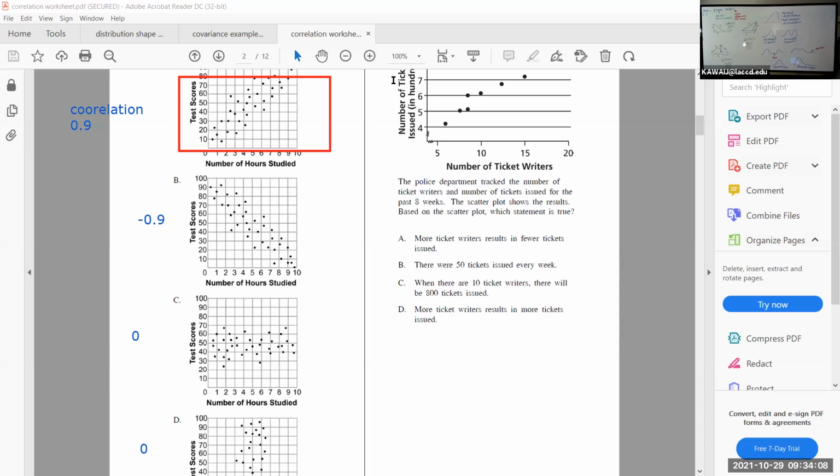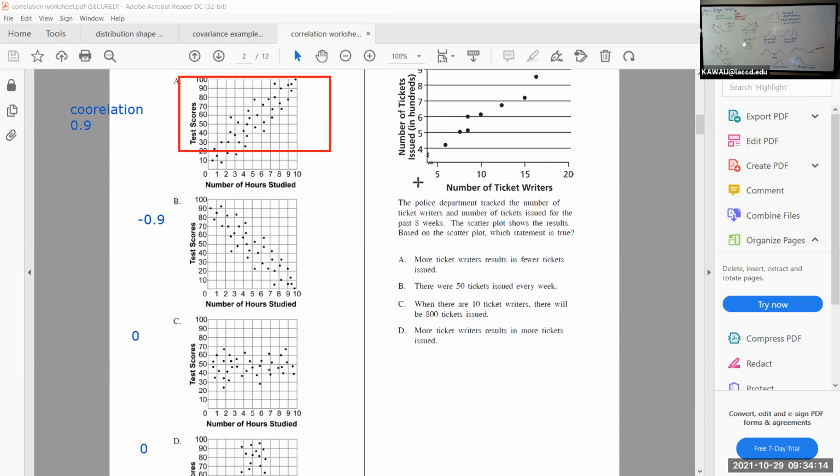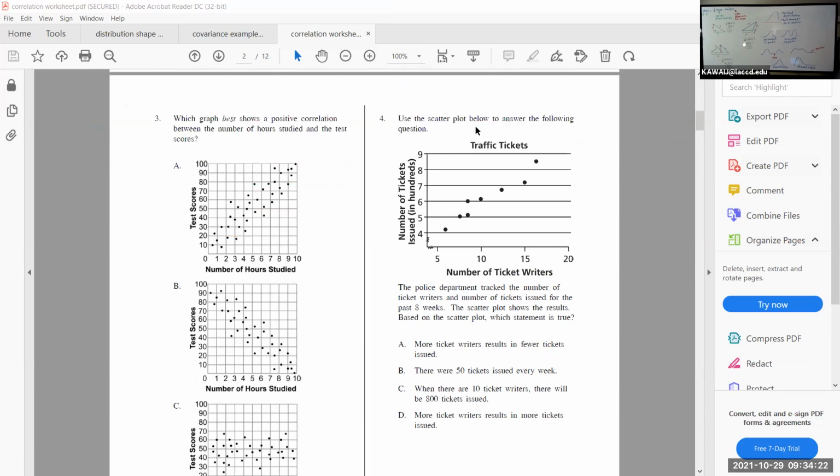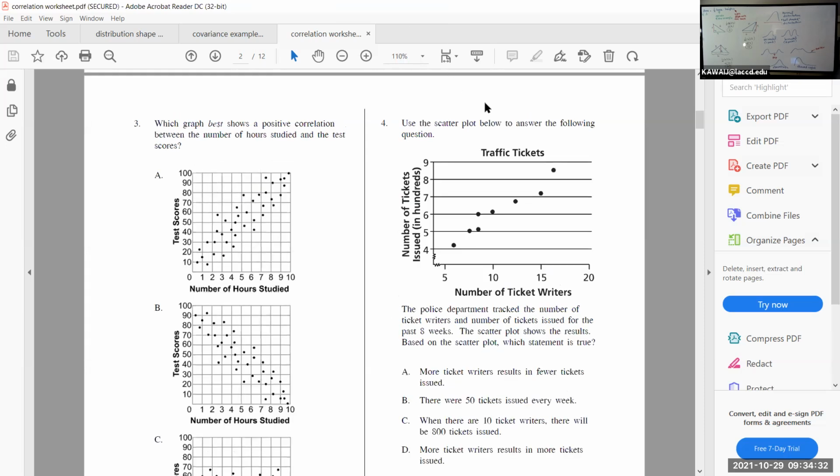Okay, and now let's look at this one over here. Just make this a little bit bigger.